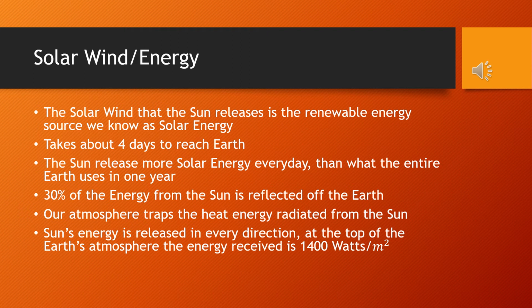And we're not even using all of it, because 30% of the energy from the sun is reflected off the Earth. So we're only using 70% of the energy we're receiving. And our atmosphere traps the heat energy that the solar wind generates, and that's what's keeping our Earth warm: the atmosphere around us. And the sun's energy is released in every direction, not just right at us, and when we receive it at the top of our atmosphere, the energy we receive is about 1,400 watts per meter squared.